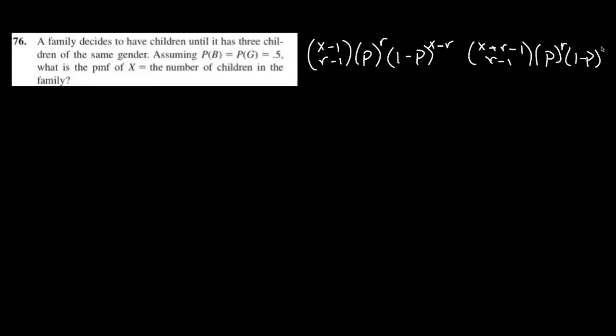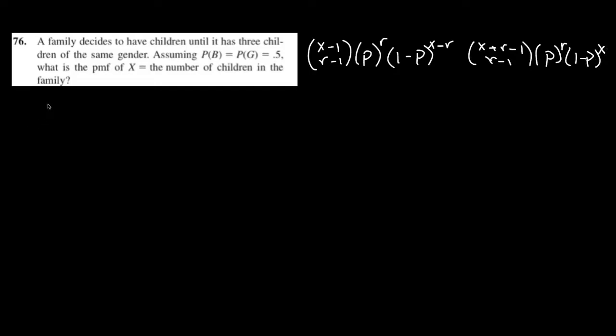And now this is another difference. We only have to write x up here because this is the number of failures, where this was the total number of trials minus the number of successes to get failures. X already represents the number of failures.